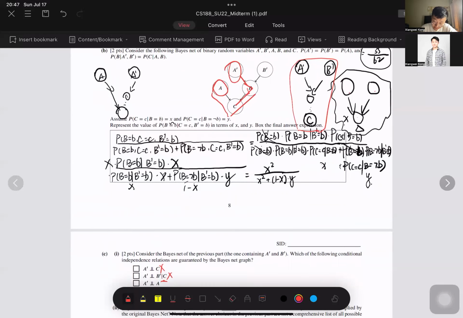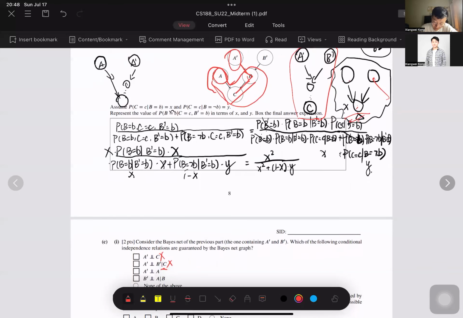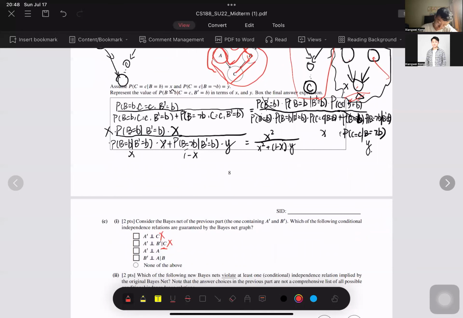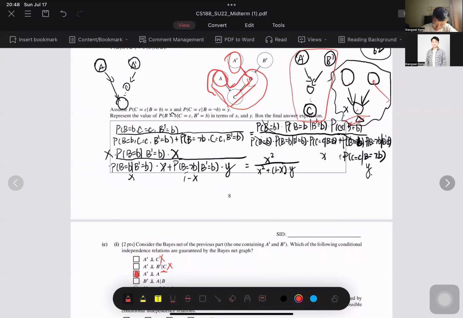And here, since C is not given, just like in this case, if the child is not given, then the two parents are independent. So this will be an inactive triple. And on this path, we only need one inactive triple to make this path inactive. So this path will be inactive. And since this is the only path, then A prime and A are independent. So we should choose this one. Then we'll look at the last one.